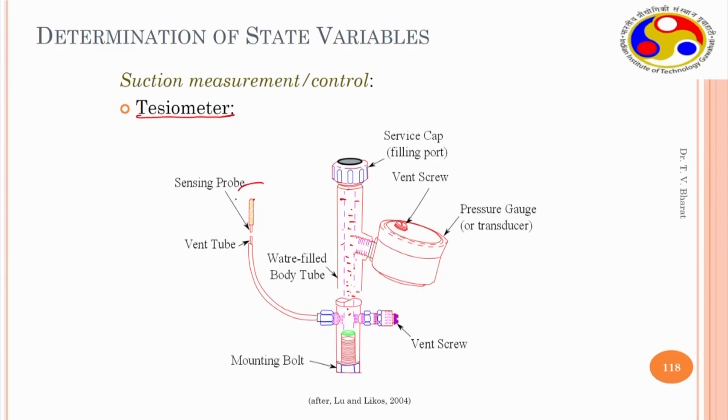So, when it is in contact with soil here, the pore water which exists in the soil is in good contact with the high air entry disk, and the water in the high air entry disk is in contact with the water in this tube.